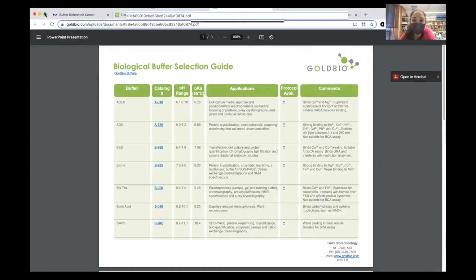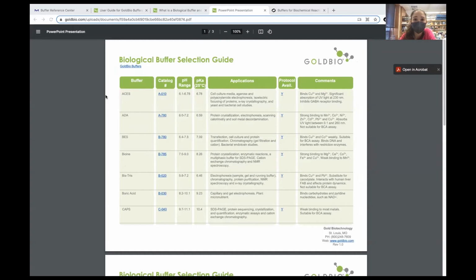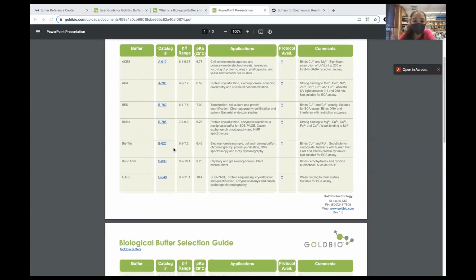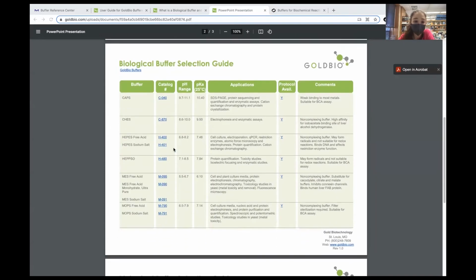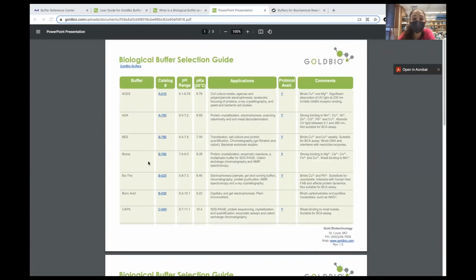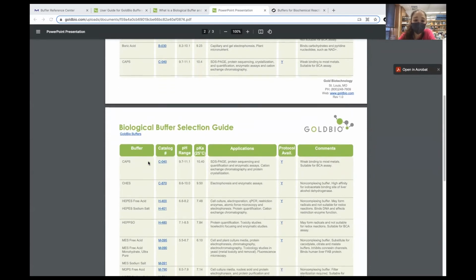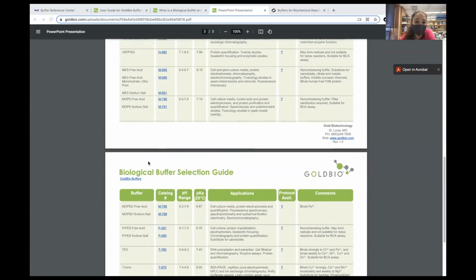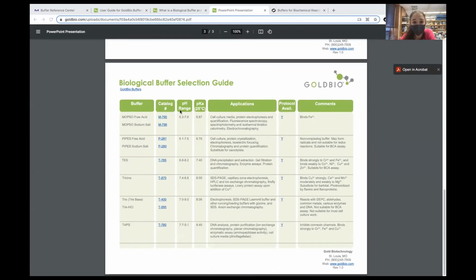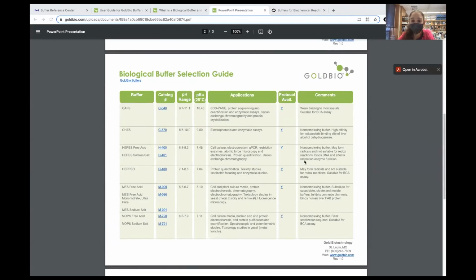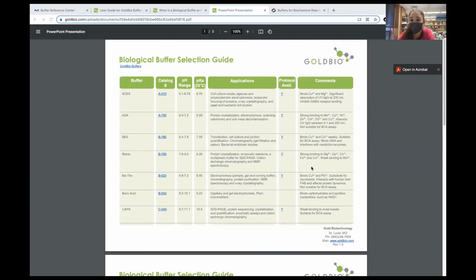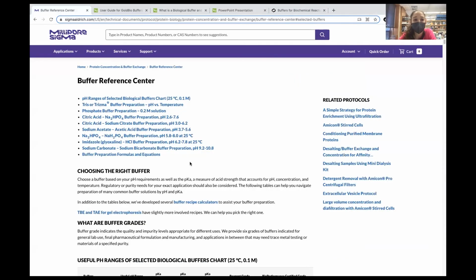So you can find a lot of really great guides online, and you can check out all of these different buffers. Some of the ones that we commonly use are Tris buffers, HEPES, MOPS, but you can see that they all have different pH ranges, different pKas, and then they have different comments about some of the problems with incompatibility with various assays.